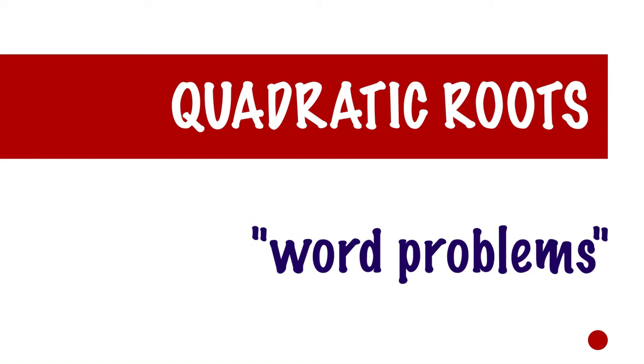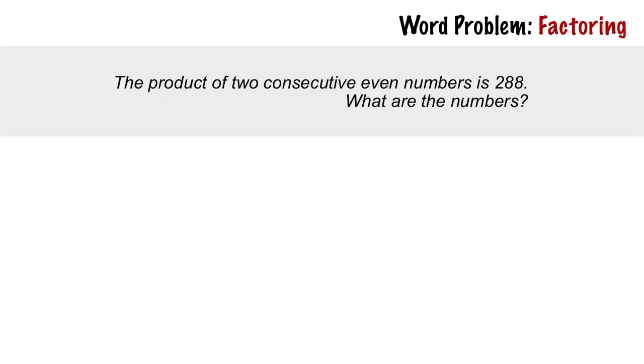A couple of examples of quadratic root word problems. One that you can solve by factoring, and the other one will use the quadratic formula. The product of two consecutive even numbers is 288.